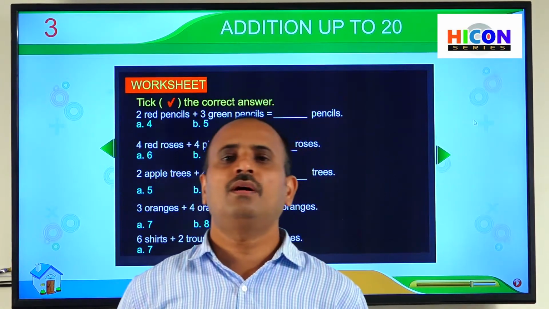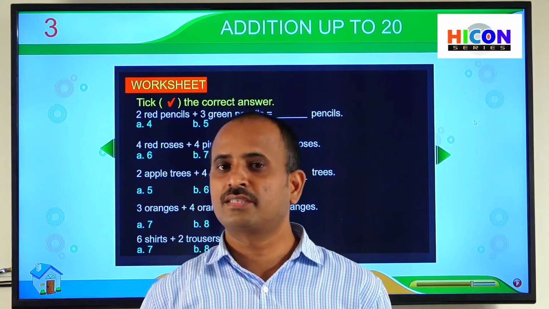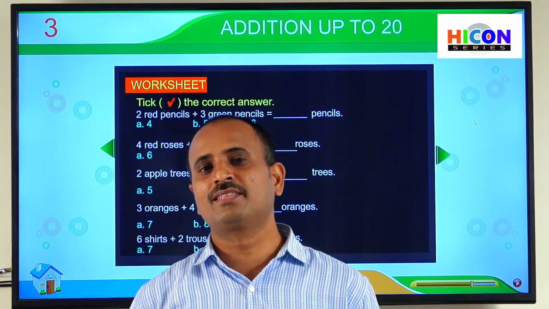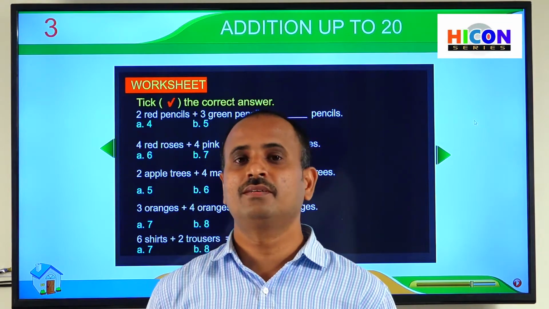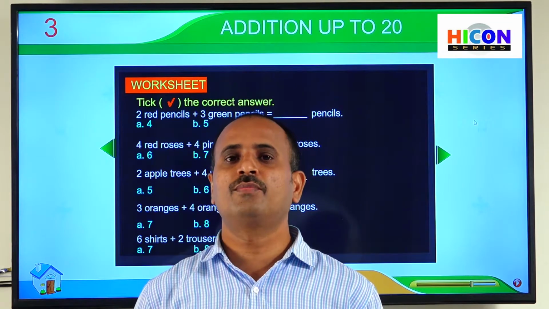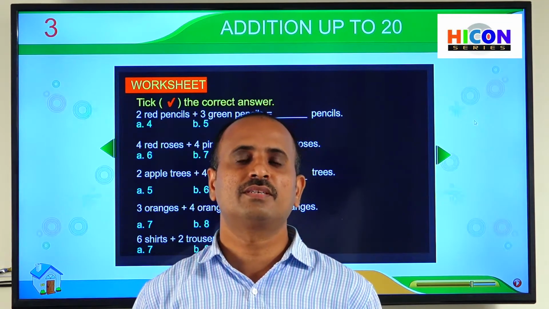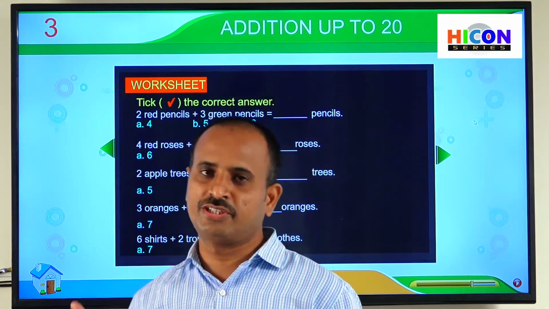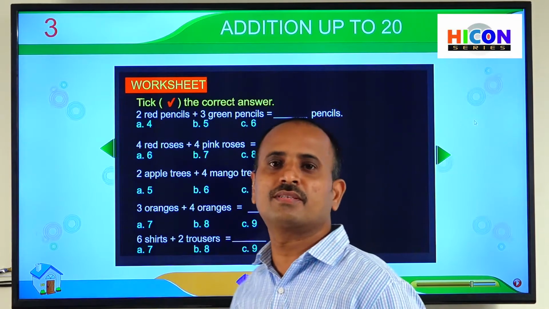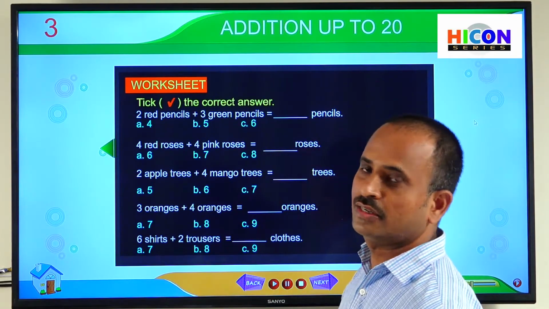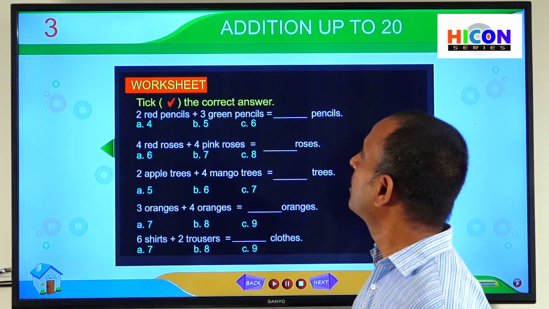Children, all the topics in this chapter are discussed. So now we will revise all the topics in the worksheet. We will practice some problems on each topic that we have discussed in the chapter. So let us start the worksheet. There are some more problems in the worksheet on each topic. So see the worksheet on the screen, children.